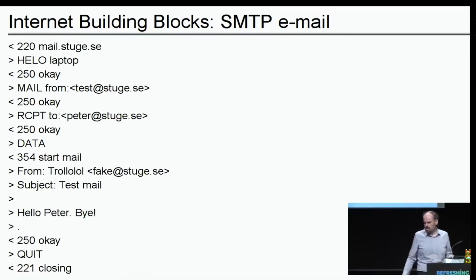whatever subject, and some text. And in the end, I finish with a dot to say, okay, end of message. End of mail. The server says okay, and then I say to the server, I want to quit now. I don't want to talk to you anymore. The server says closing, goodbye. And this is email on the network.